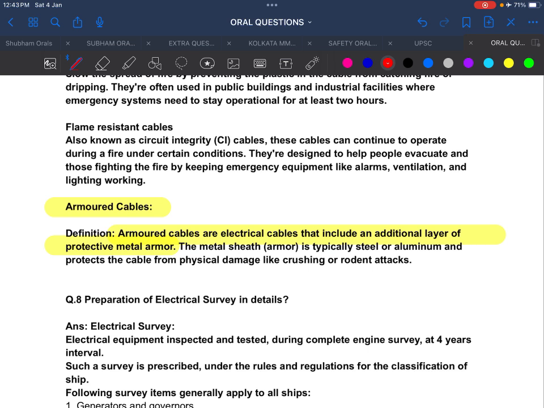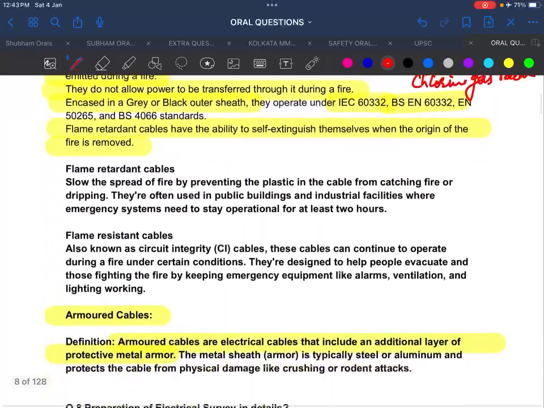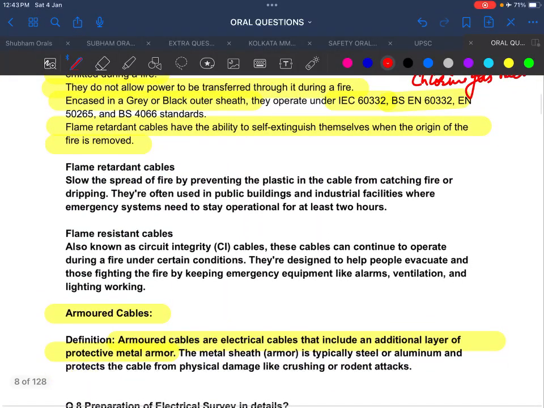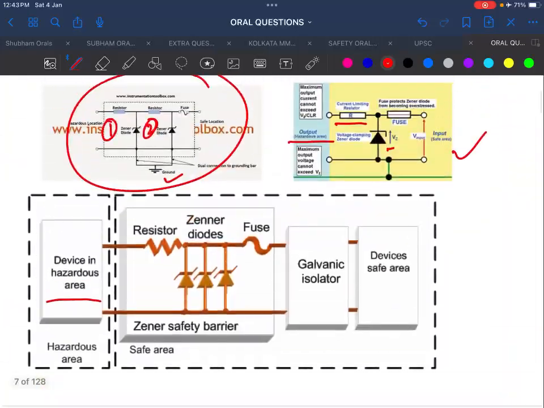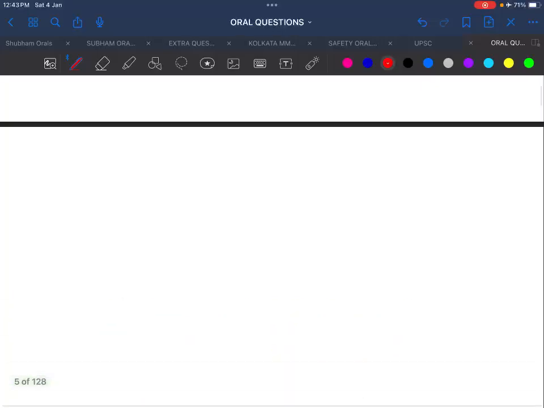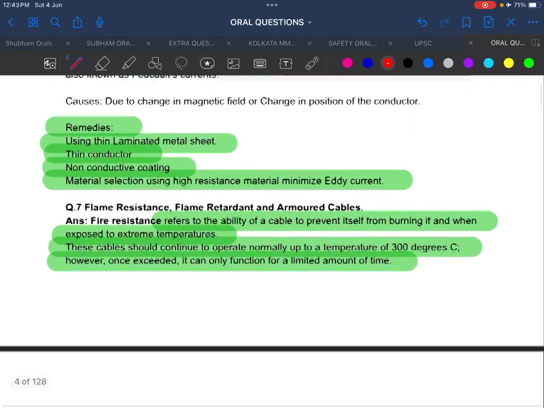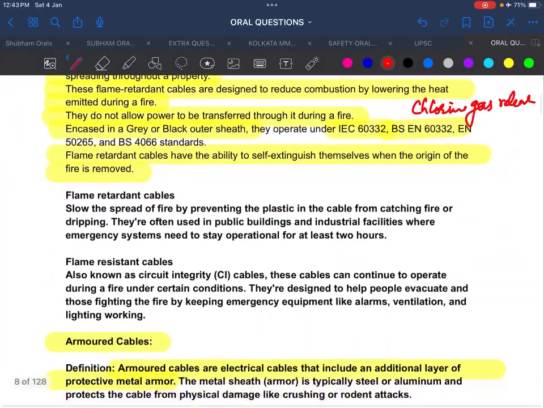So this basically provides an additional layer onto the cable which provides safety from mechanical and physical damage, like crushing and rodent attack. So these are basically all about flame retardant, flame resistant, and armored cable. I already talked about this. Now let's go to question number 8. This is question 7, okay, so let's go to question number 8.